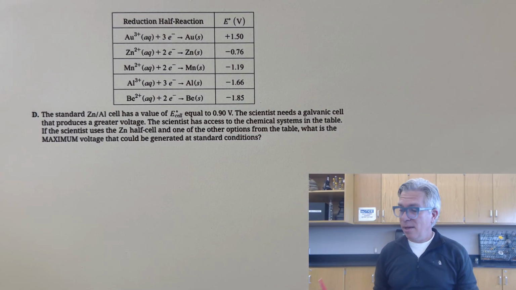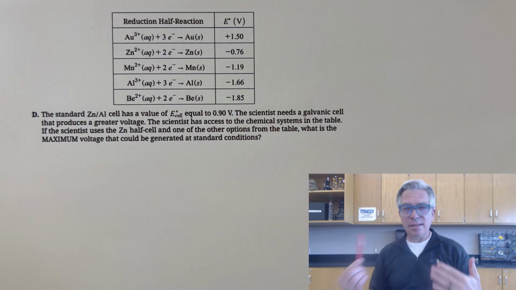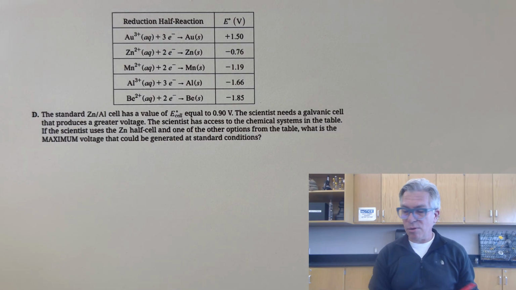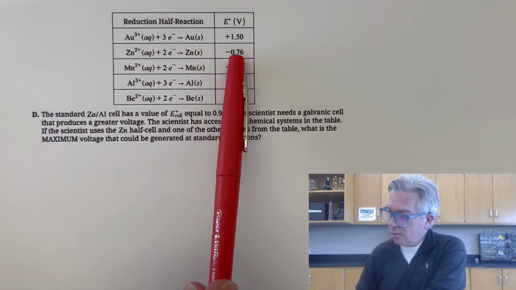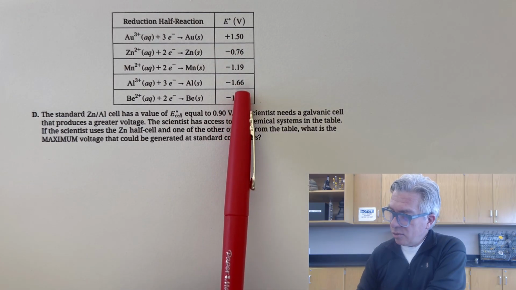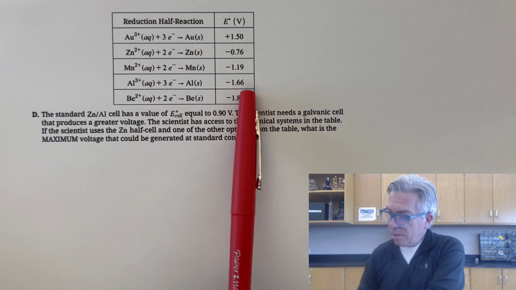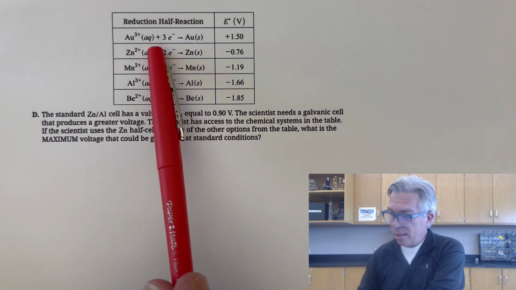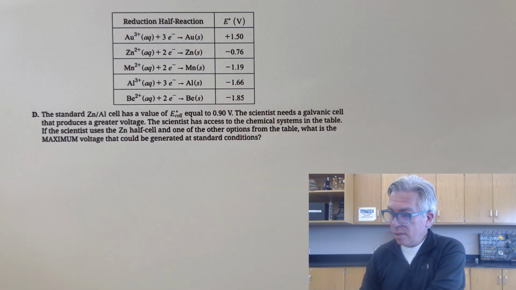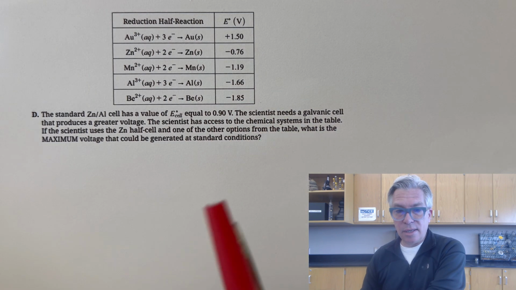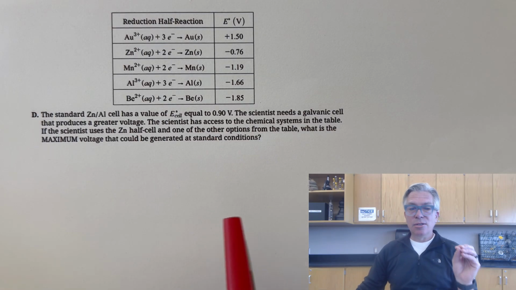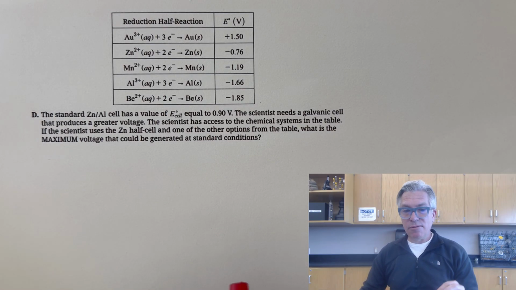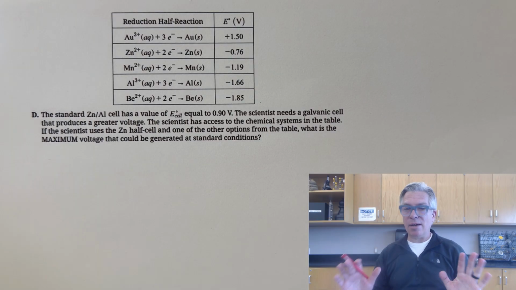Okay, tricky here. Because at first you might be thinking the same way as you did in the previous prompts. And you think to yourself, oh, negative 0.76, what if I use one of these three? This one being the most negative, and just reverse it and make that be oxidized while this is being reduced. You would get a value of 1.09 volts, which is a little bit bigger than the 0.9 volts that is there.